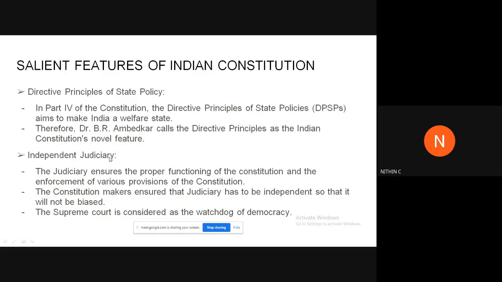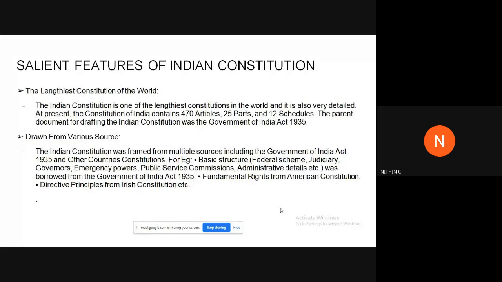Then independent judiciary. The judiciary ensures the proper functioning of the Constitution and enforcement of various provisions of the Constitution. The Constitution makers ensured that the judiciary has to be independent so that it will not be biased. The Supreme Court is considered the watchdog of democracy. So these are the basic salient features of the Constitution.